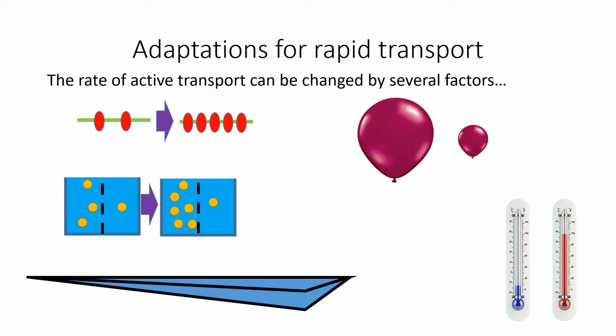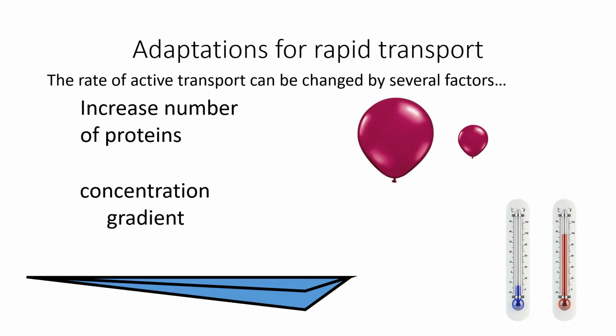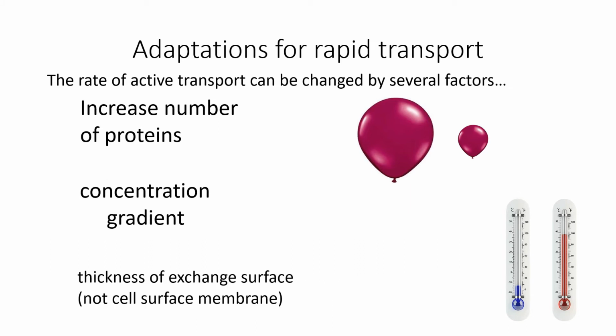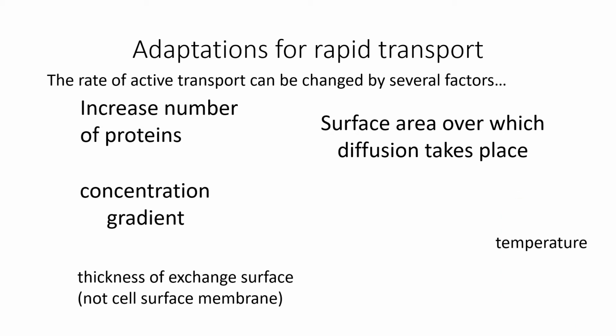So we can increase or decrease the rate of active transport by increasing the number of proteins in the membrane, by changing the concentration gradient, by reducing the thickness of the exchange surface, by increasing the surface area over which diffusion takes place, and of course by changing the temperature, and that relates to the concept of collision theory.